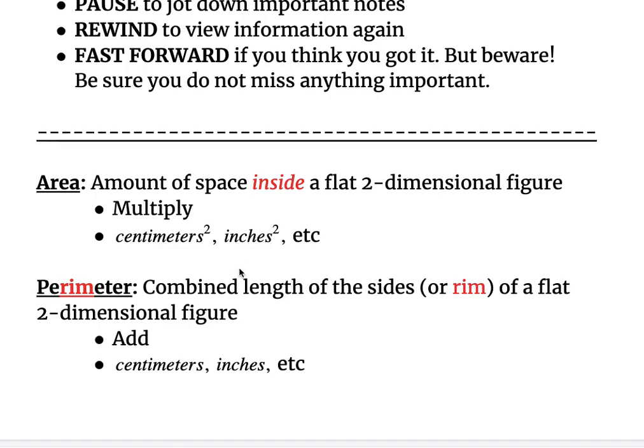So it's different than area where you multiply. And perimeter, since we're only talking about length, how long the sides are, we only have the normal units, which would be like centimeters, inches, feet, units, without the squared, because it's only one-dimensional. You're just talking about how long it is on the outside. Be sure to jot this down before we move on.